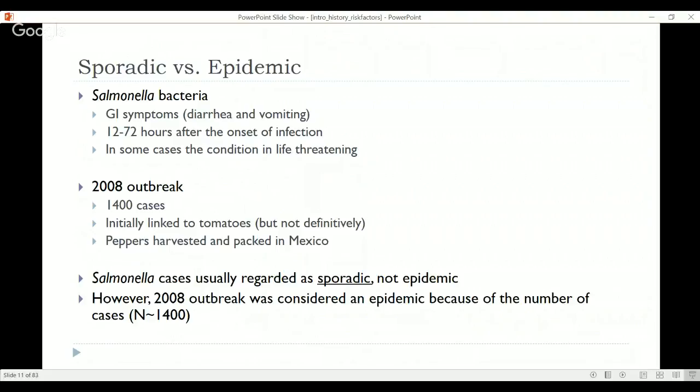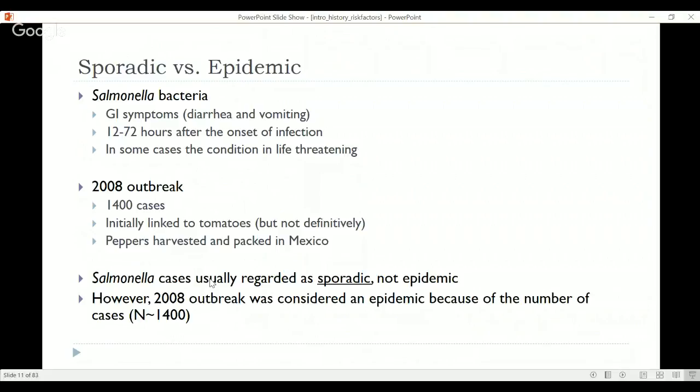So in 2008, there was an outbreak, 1,400 cases. The outbreak was initially linked to tomatoes, but not definitively. And what we saw is people were worried about going out and buying tomatoes. And then we found that it was, in fact, peppers that were being harvested and shipped up to the States that were the cause of the outbreak.